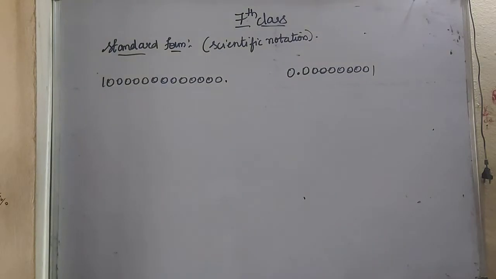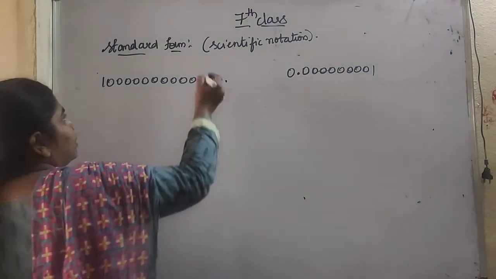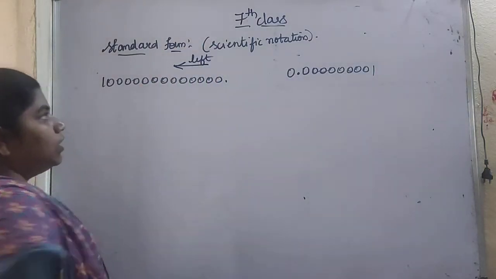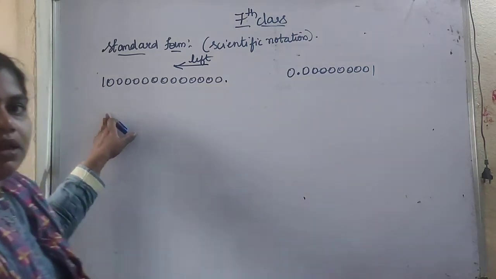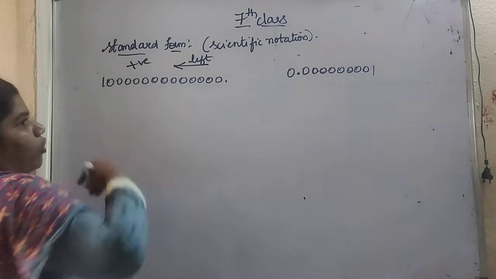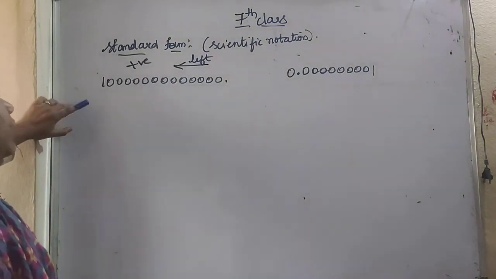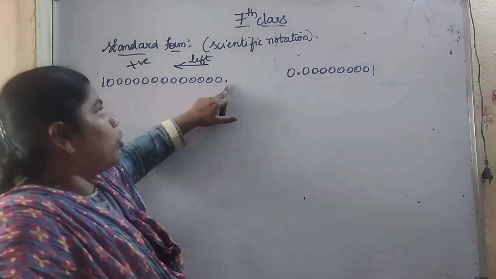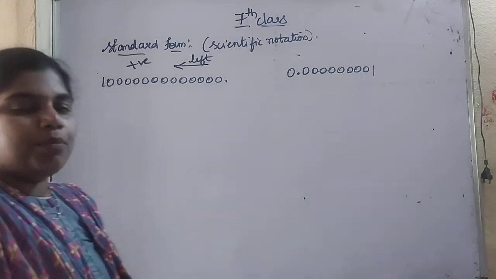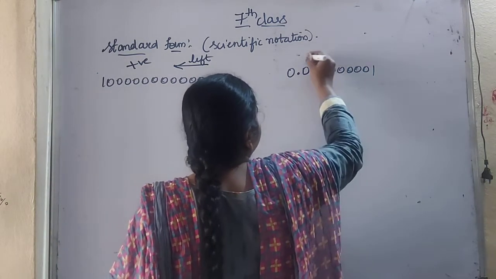Okay, so now how to convert this biggest number into standard form? If it is a biggest number, the point should be moved to the left side, and the power will always be positive. So if it is a bigger number, the point should be moved to the left side and the power will be raised as a positive power. And for a smallest number, the point should be moved to the right side.